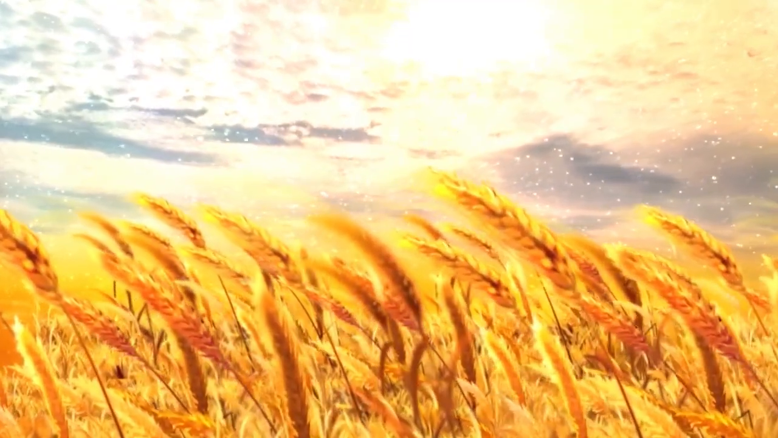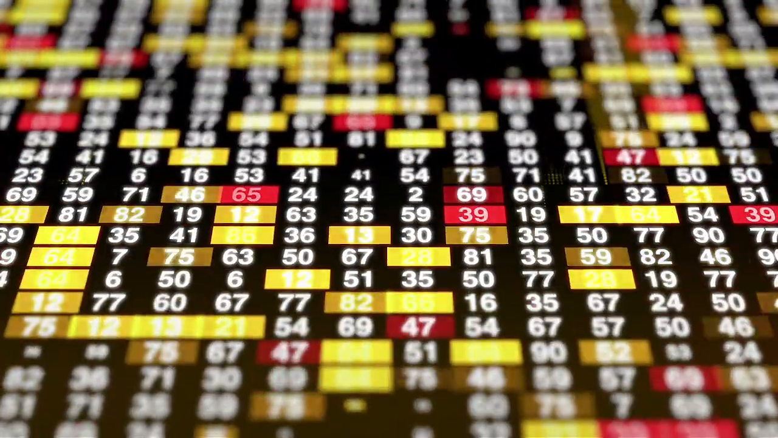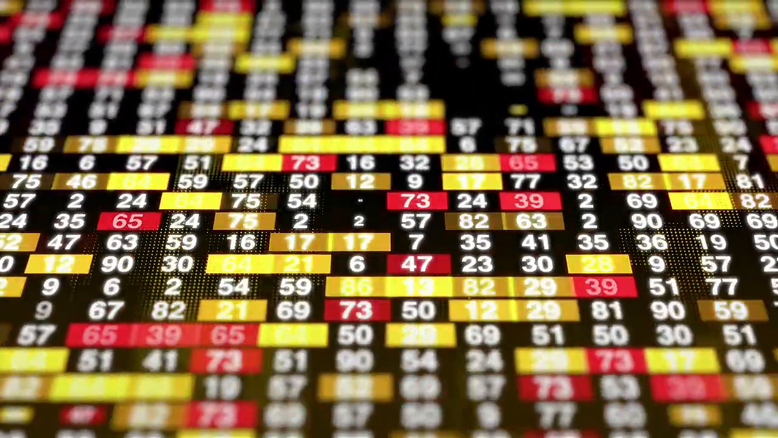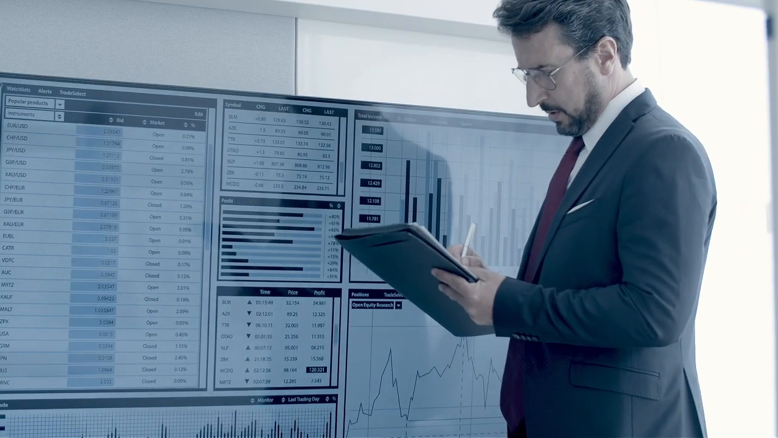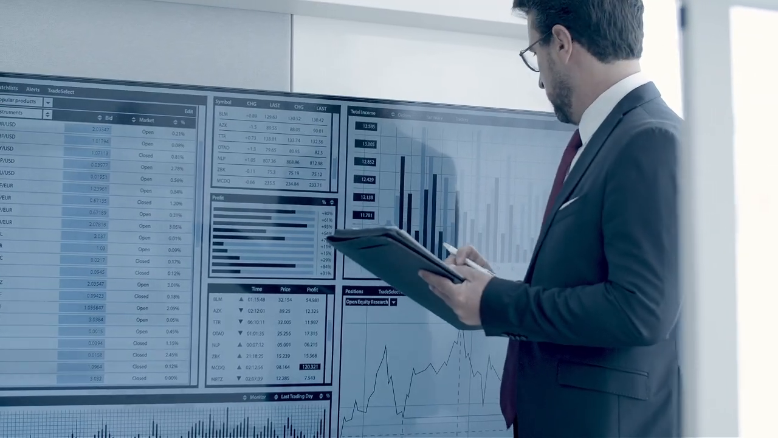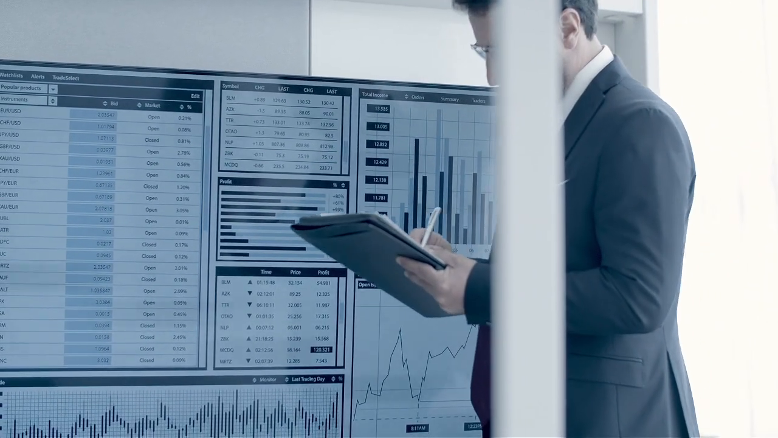1.3520 extension target. The ATR is at 0.0075, which means we are looking at about 75 pips of average daily range. That's enough for solid scalps and gives us clear parameters for stop placement. Let's talk about the real fuel behind this move.